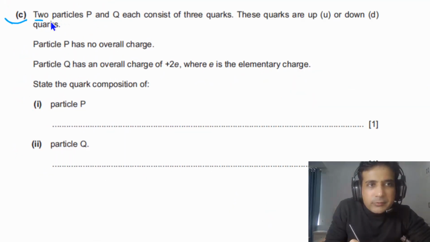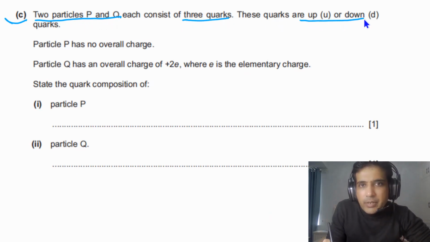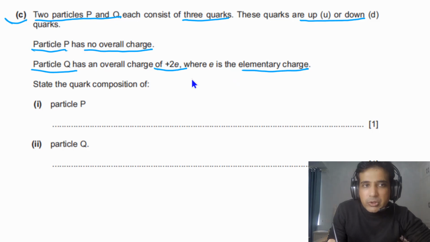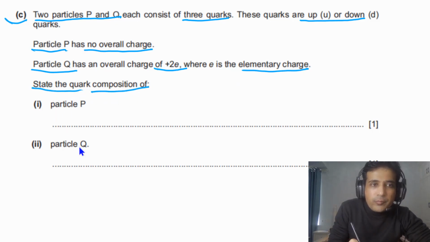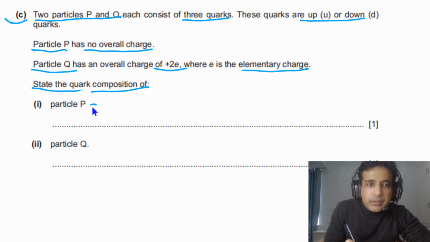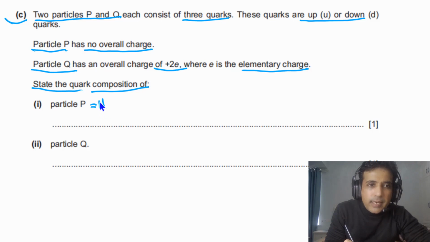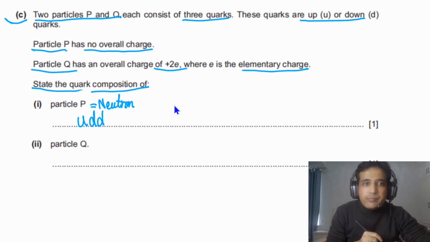For part C, it is given to us 2 particles P and Q, each consisting of 3 quarks. These quarks are up or down quarks. Particle P has no overall charge, meaning it is neutral, and particle Q has an overall charge of plus 2E, where E is the elementary charge. State the quark composition of particle P and particle Q. Particle P consists of up and down quarks and has no charge, so simply it means that this is a neutron. So it has the same quark composition as a neutron. So this is simply up, down and down quark, meaning UDD. So this is how you can write it down.